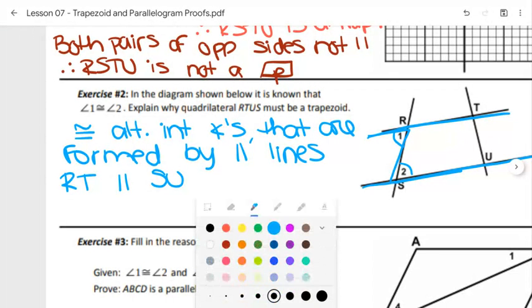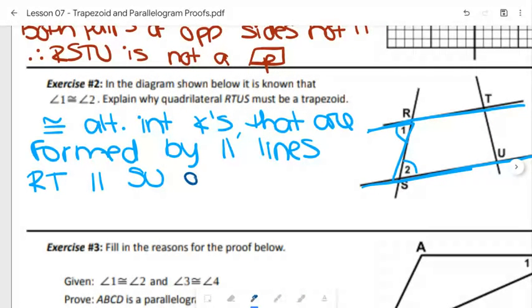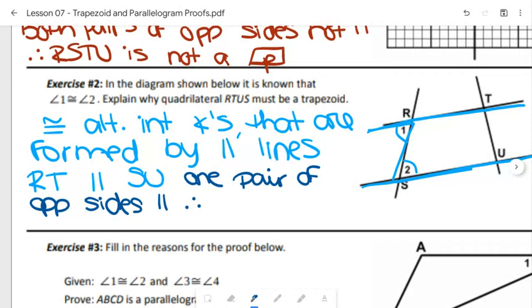So since I was able to find that, I can say one pair of opposite sides are parallel. Therefore, RTUS is a trapezoid.